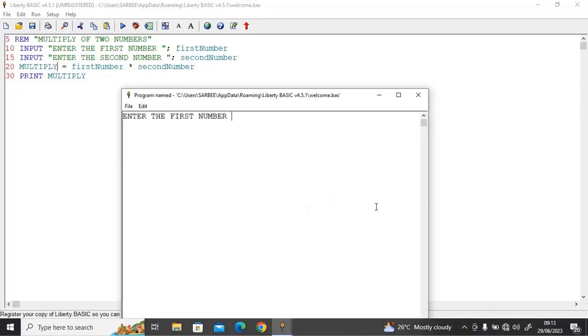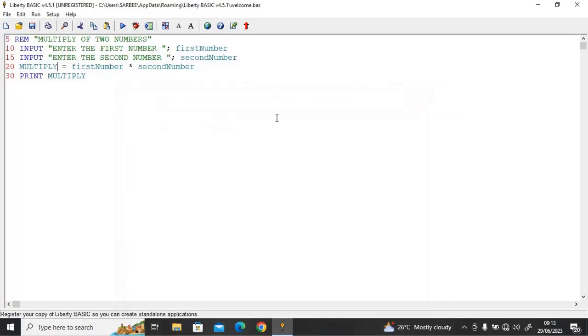So the first number, let's say the first number is 6. The second number, let's say, is 7. 6 times 7 is 42. You can see it worked successfully. So that is that for that one.